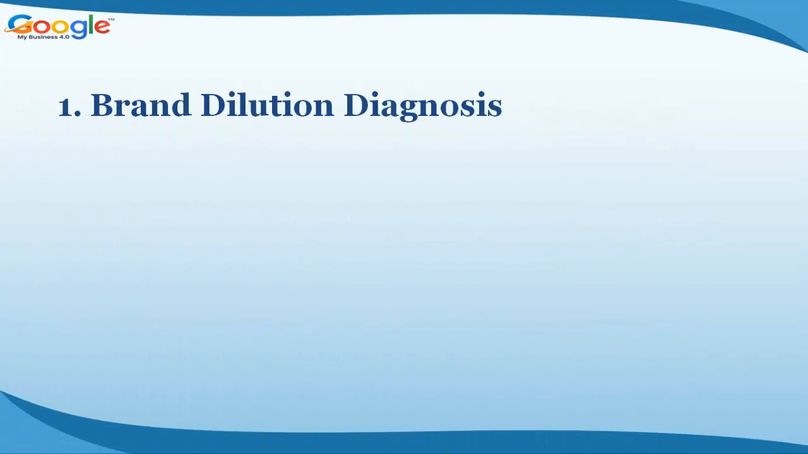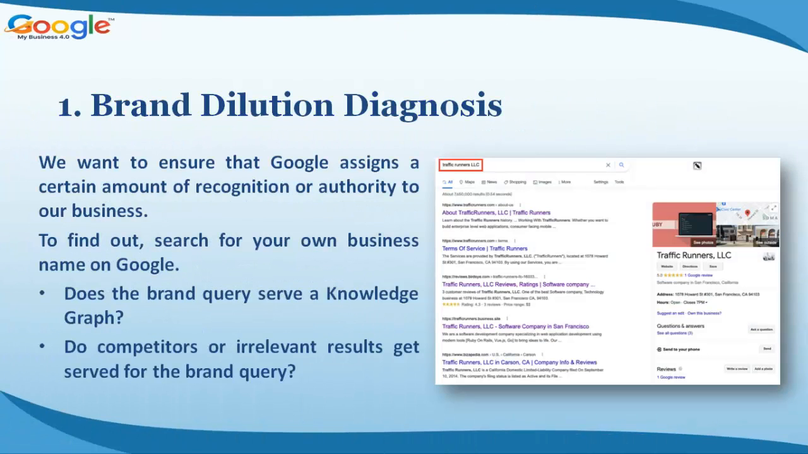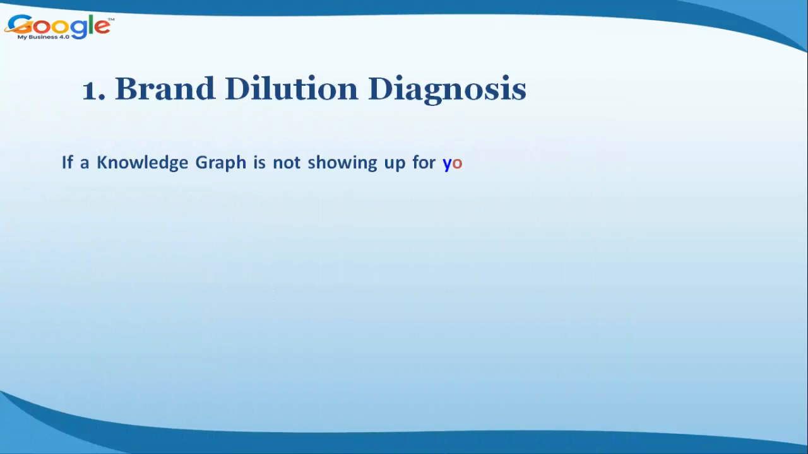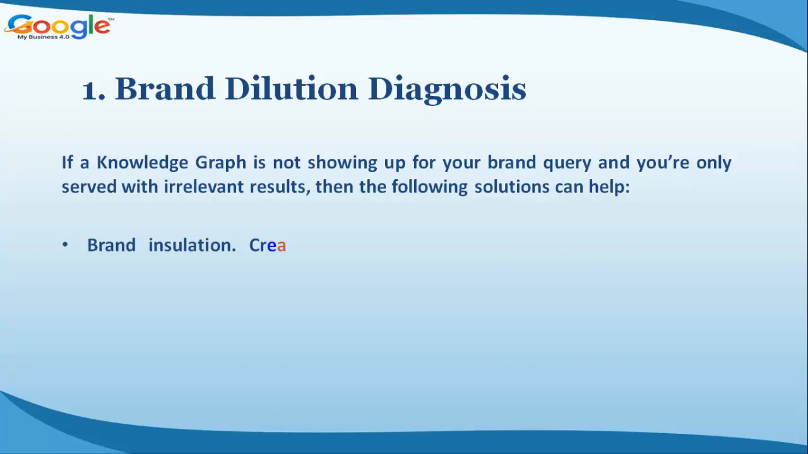1. Brand dilution diagnosis. We want to ensure that Google assigns a certain amount of recognition or authority to our business. To find out, search for your own business name on Google. Does the brand query serve a knowledge graph? Do competitors or irrelevant results get served for the brand query? If a knowledge graph is not showing up for your brand query, and you're only served with irrelevant results, then the following solutions can help.